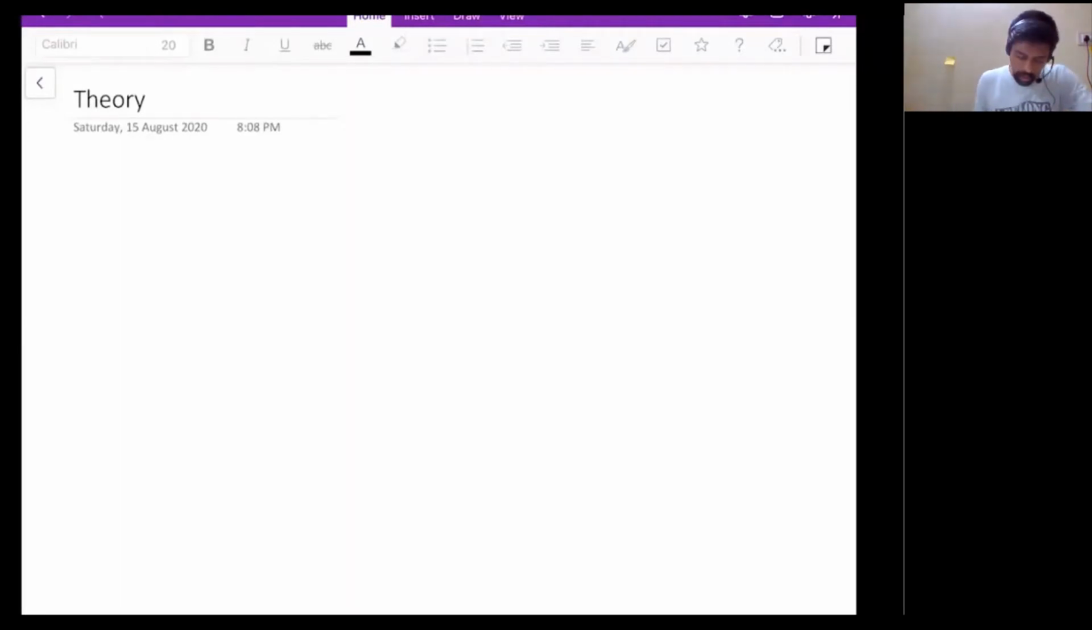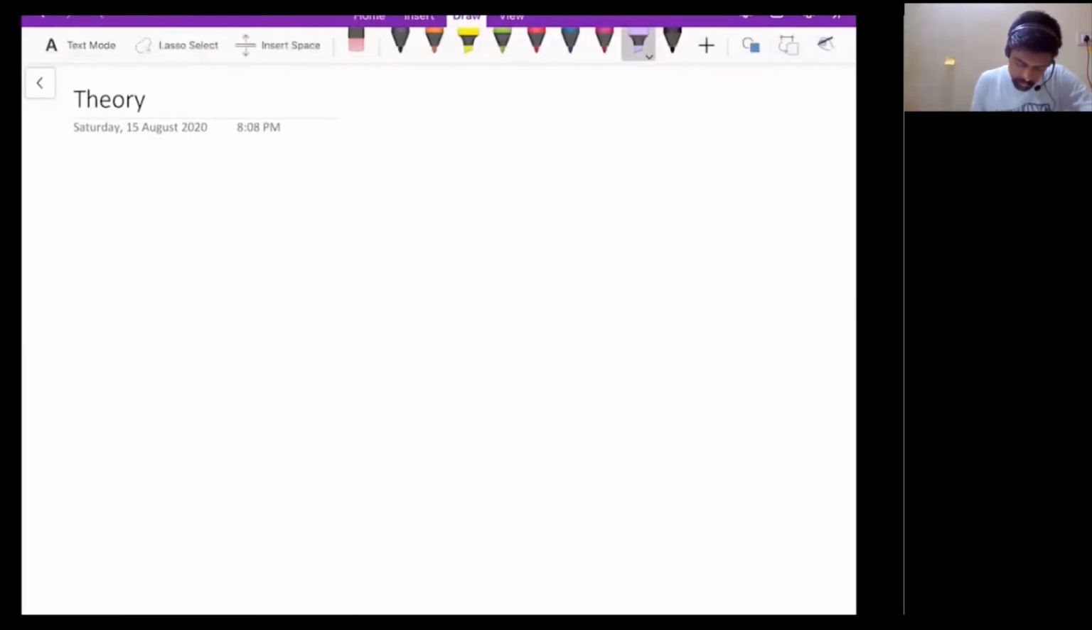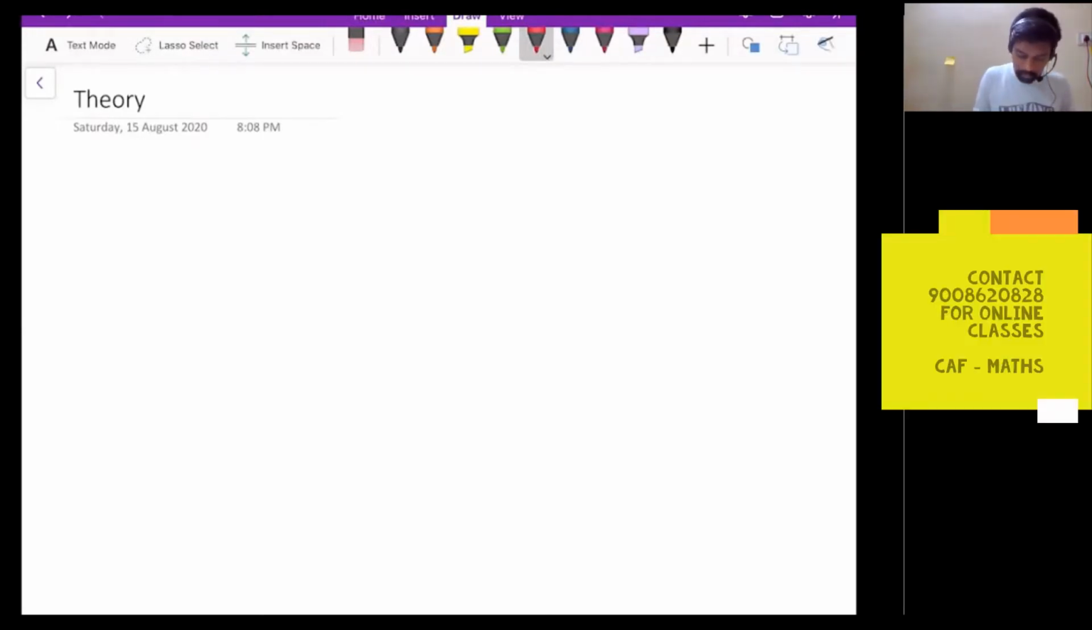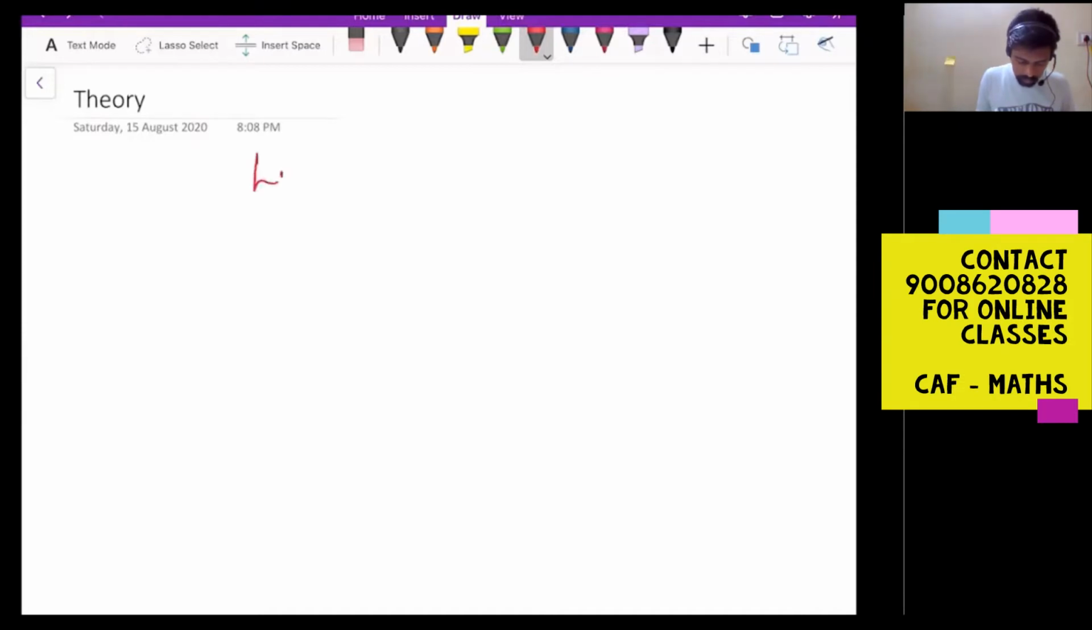Okay, so now we'll go to the next chapter. The chapter name is logarithms. Now the question arises, why do we need to study these logarithms?